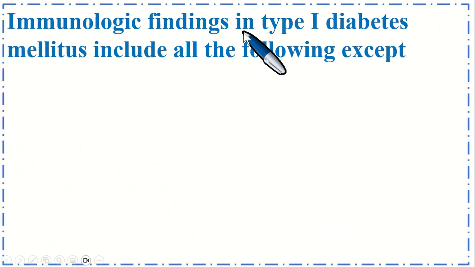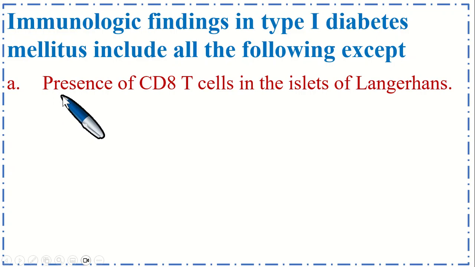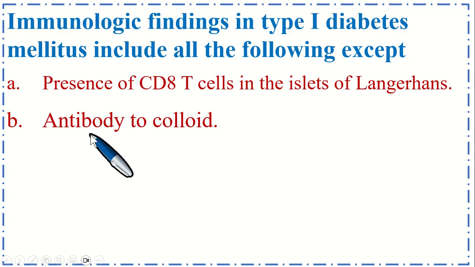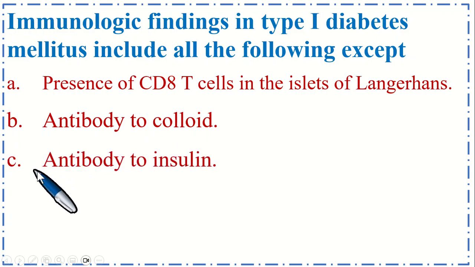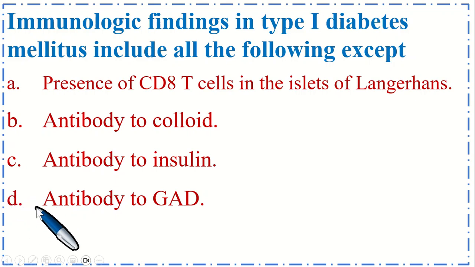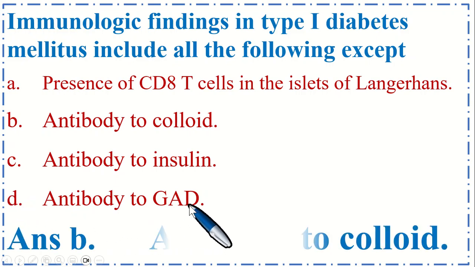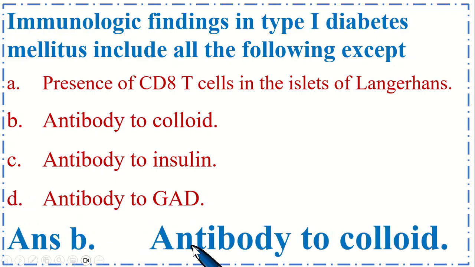Immunologic findings in type 1 diabetes mellitus include all of the following except option A, presence of CD8 T cells in the islets of Langerhans, B, antibody to colloid, option C, antibody to insulin, and option D, antibody to GAD. So the correct option is B, antibody to colloid.